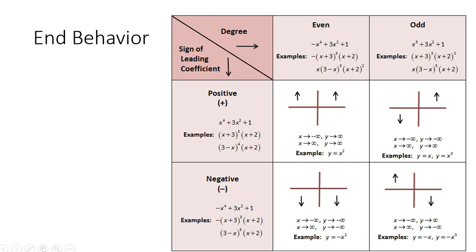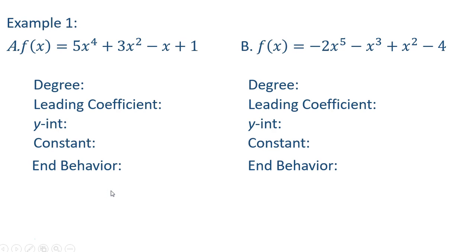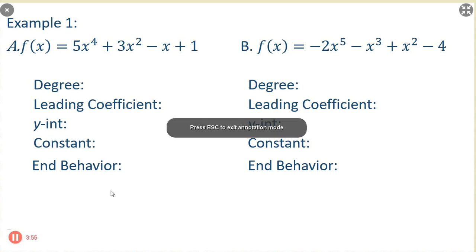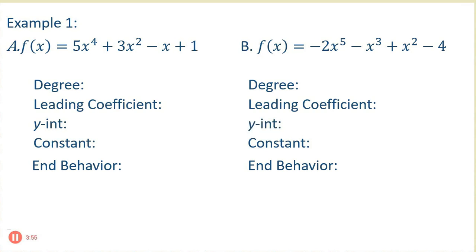Okay, so now that we've gone through some of the basics, let's go ahead and jump in. Feel free to pause the video at any time, as always, to take notes or copy down key things. I'm just going to answer a few questions about this function. First of all, what is my degree? All right, so my highest exponent is 4. And my leading coefficient, or the number paired with that, is a 5.